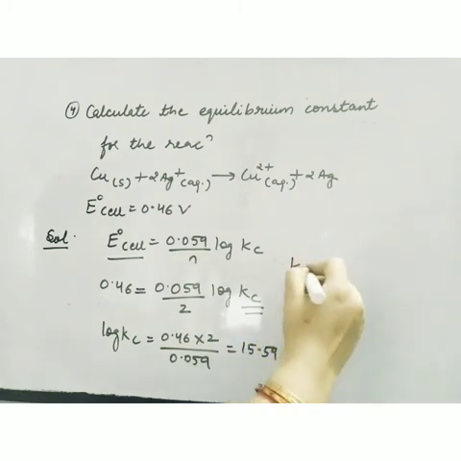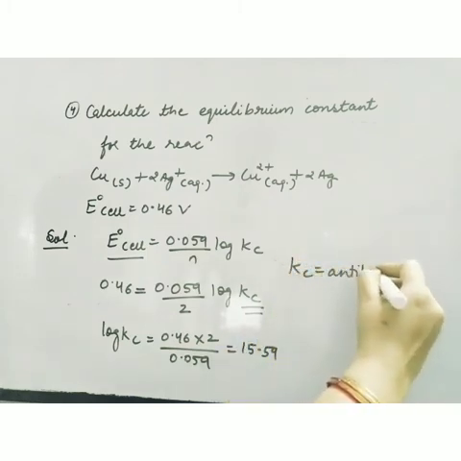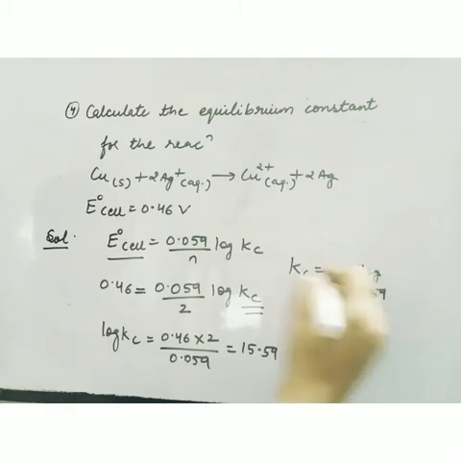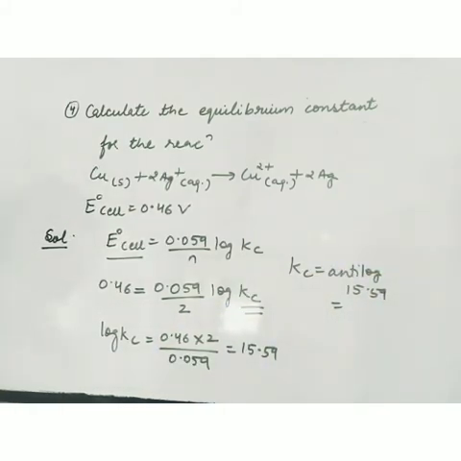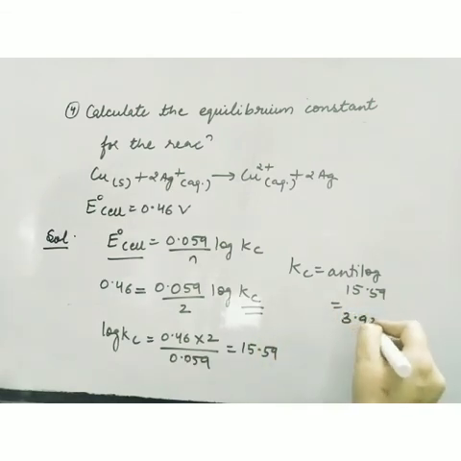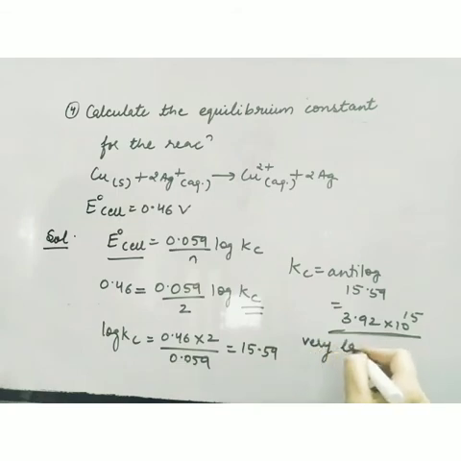So definitely Kc will be antilog of this number. Okay, and we'll find this value by looking at the antilog table. So it will be 3.92 into 10 to the power 15. Now the Kc value is very large. And if the Kc value is large, the reaction proceeds more in the forward direction, because if Kc is more, definitely products are more. So this is the significance of Kc, that if Kc is more, the reaction proceeds more in the forward direction. If Kc is less, the 10 to the power is negative, then the reaction proceeds more in the backward direction.